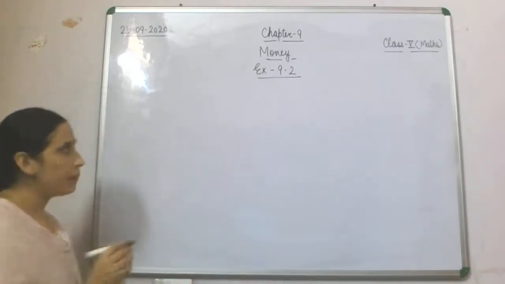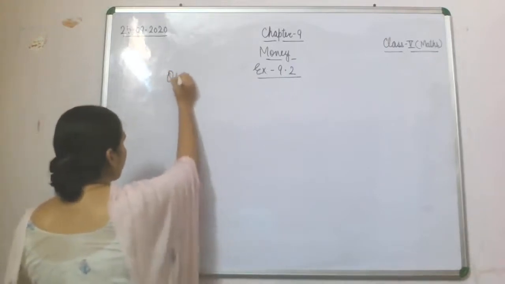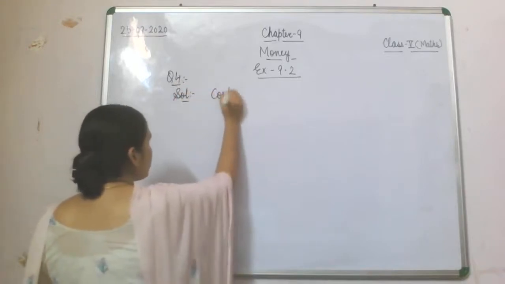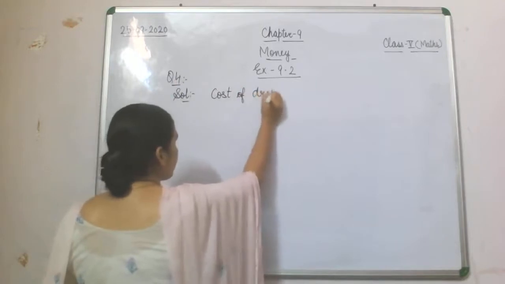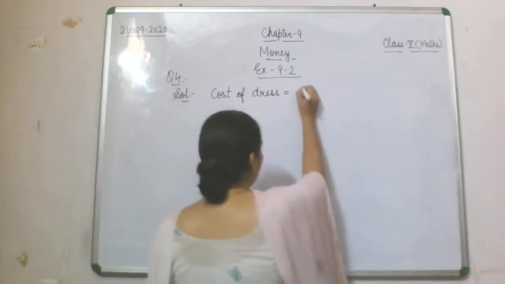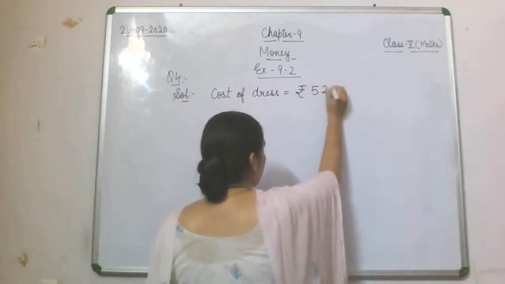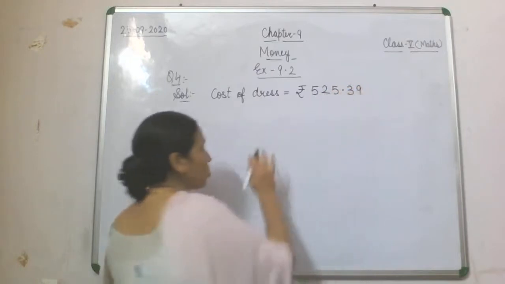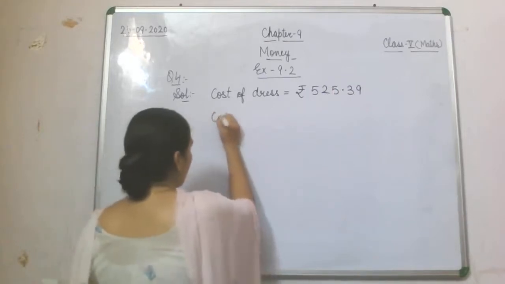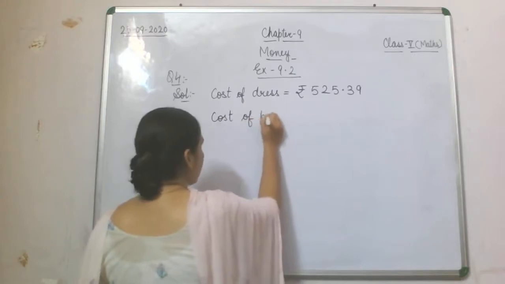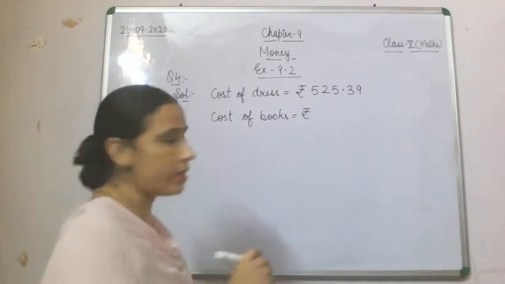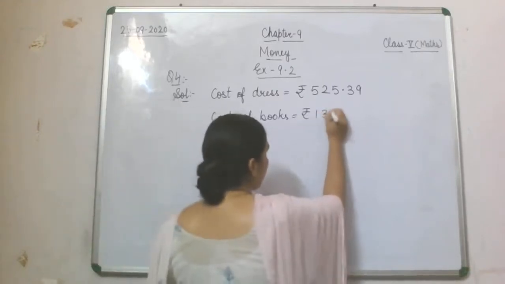Now Pankaj spent, see question number 4. We'll start the solution. Cost of dress is given. What is the cost of dress? That is rupees 525 and 39 paisa. This is the cost of dress. Second is what? Cost of books. What is the cost of books? That is rupees 139 and 85 paisa.